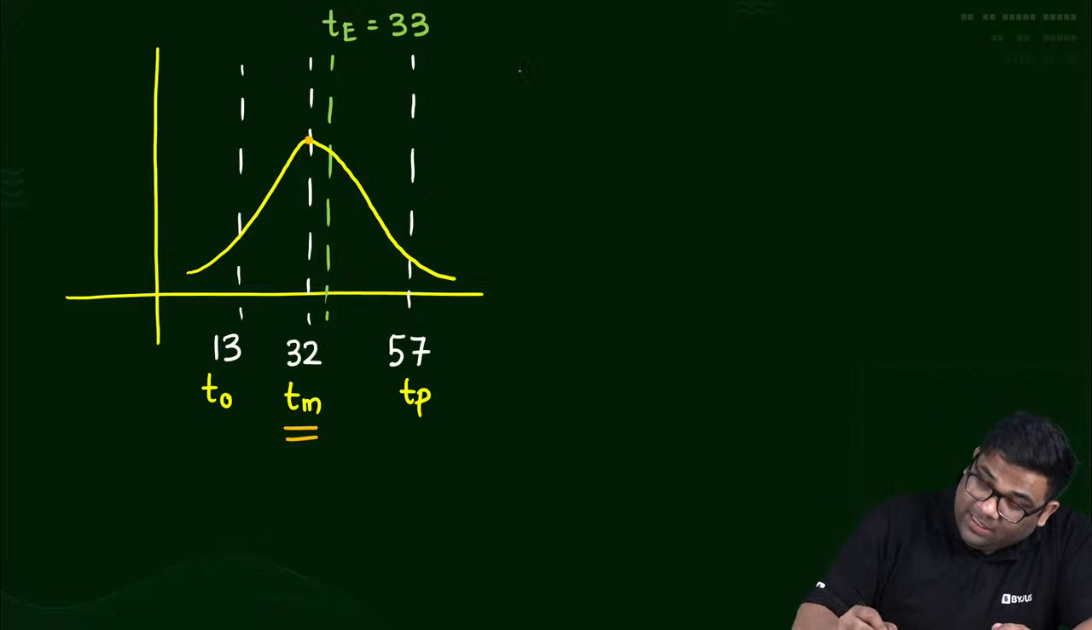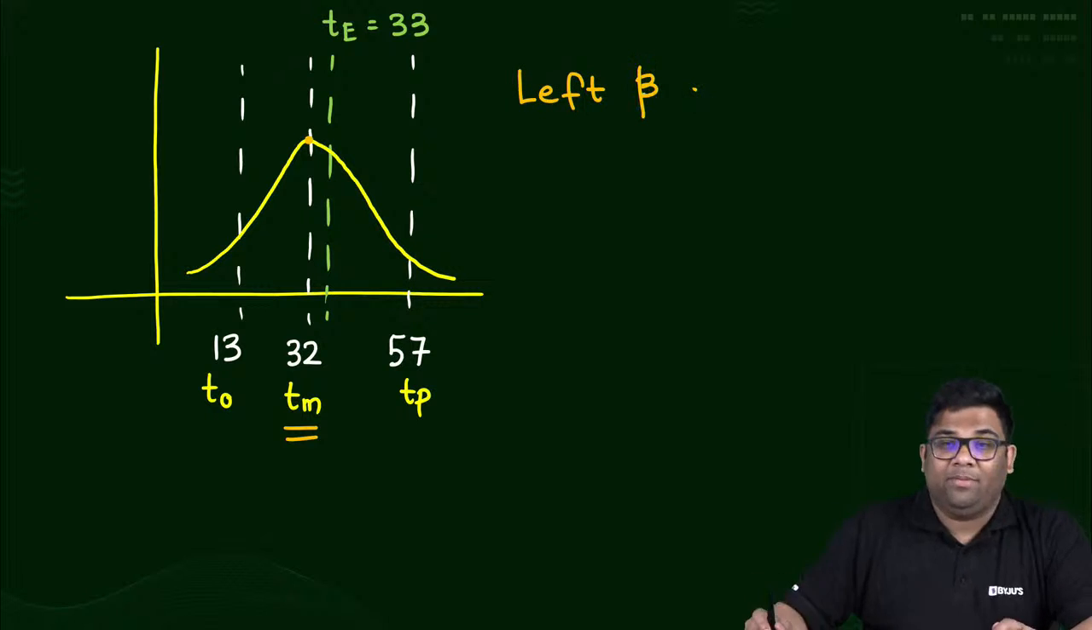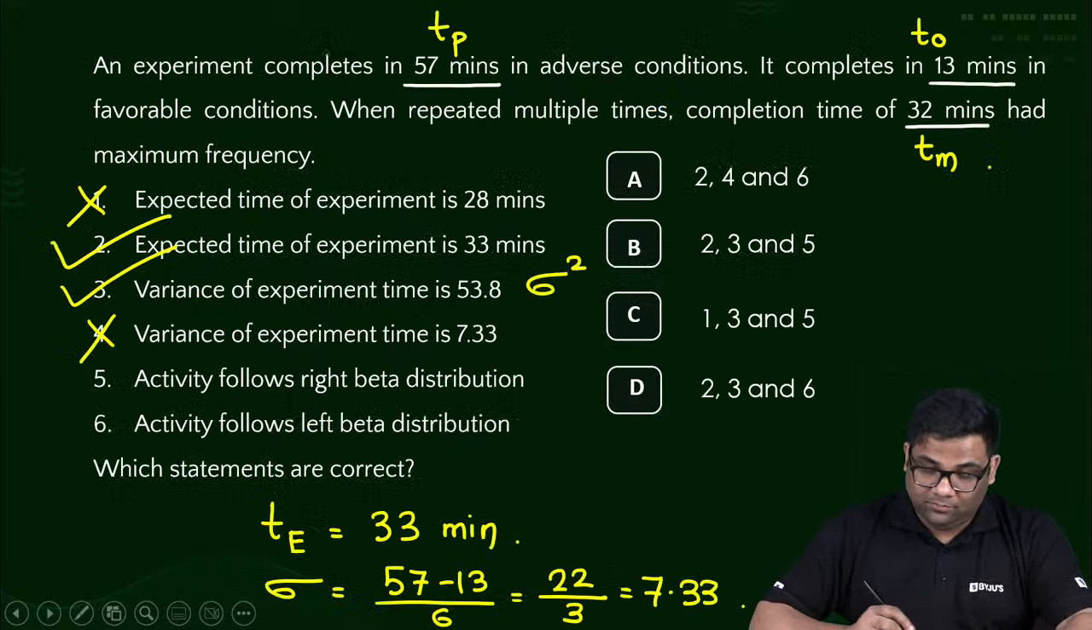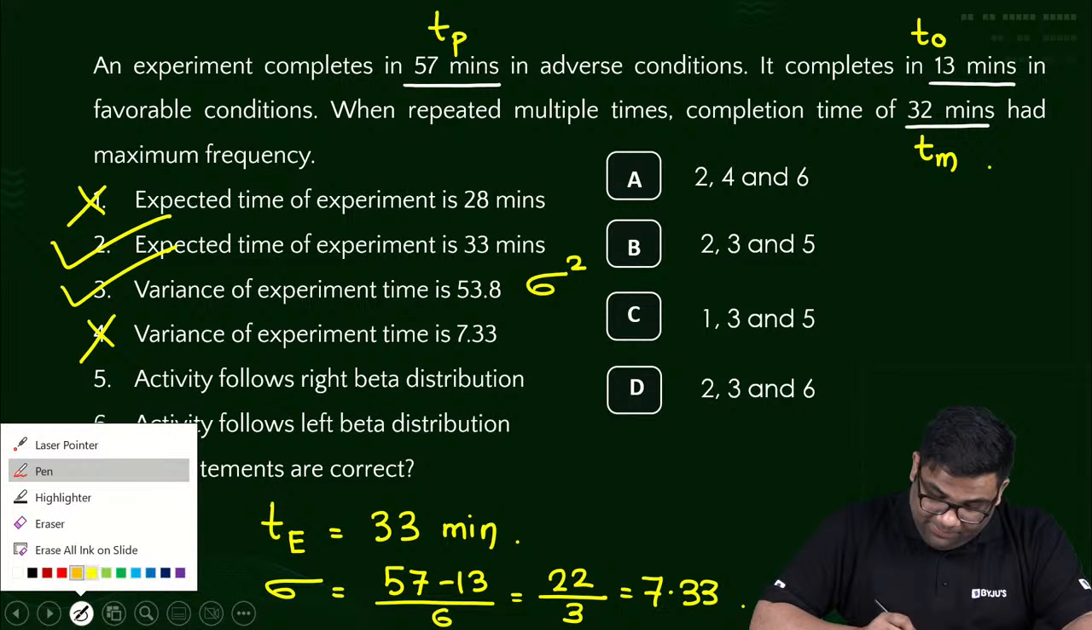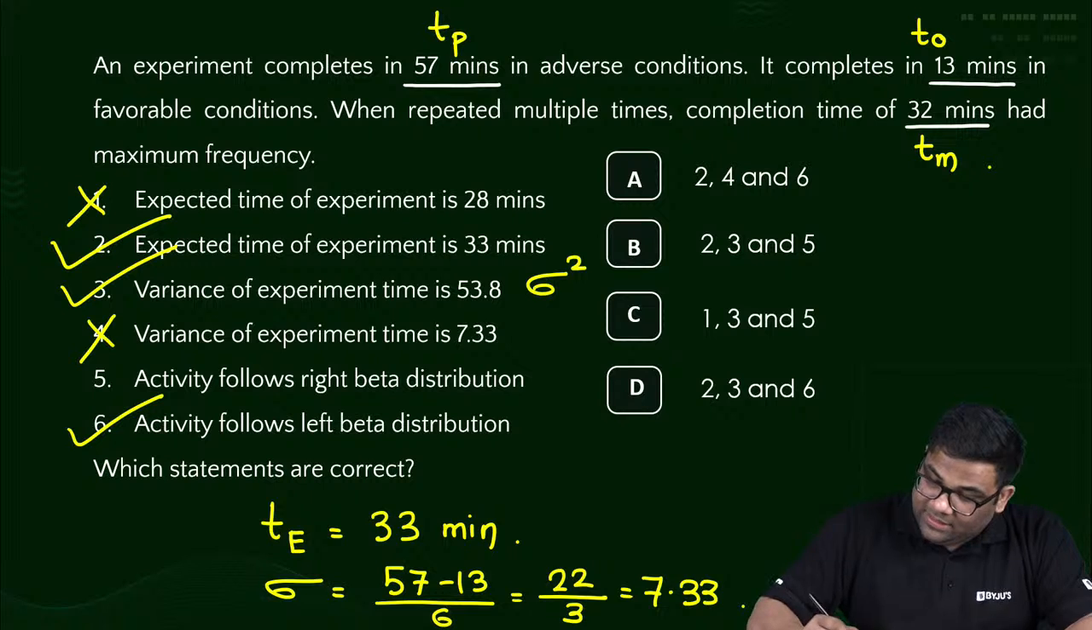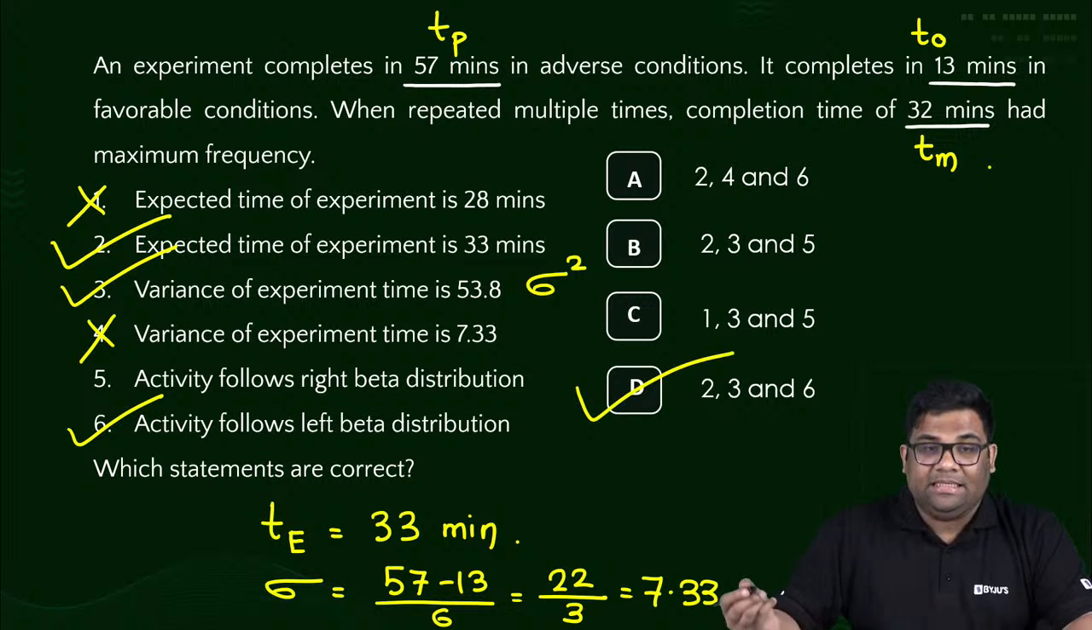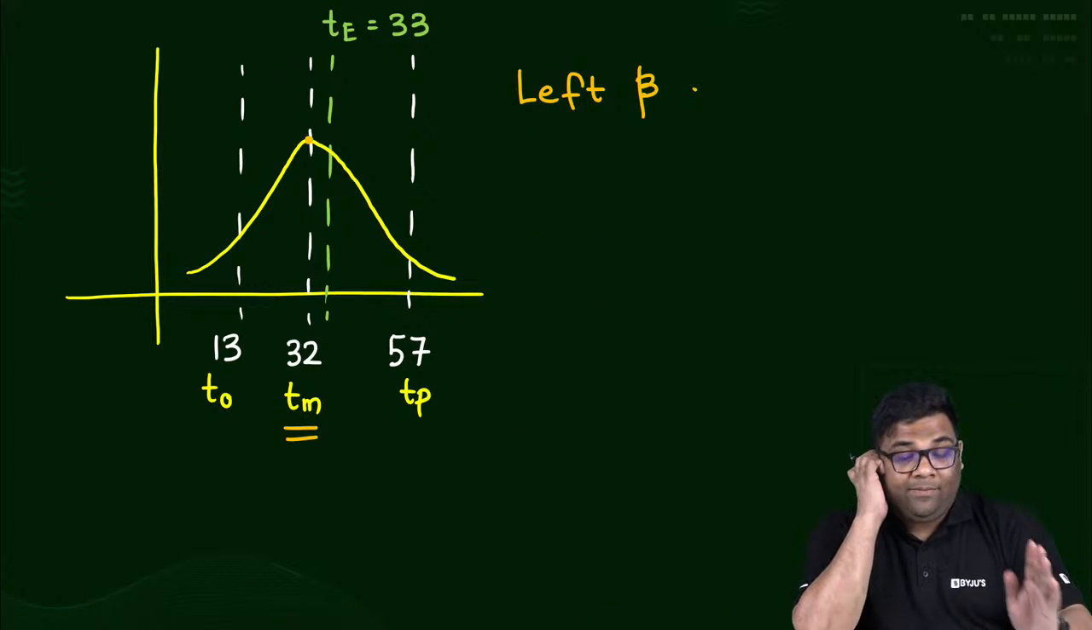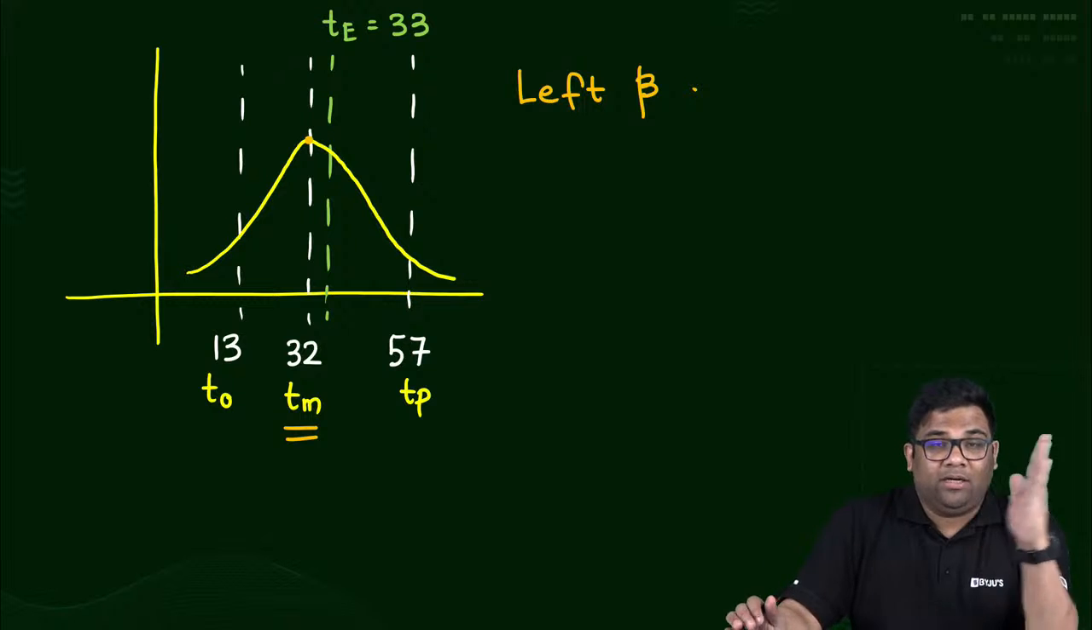Now this is what? This is left beta. So this is left beta distribution. So the answer is D. Left beta how? If you see the curve is shifting towards your left hand.